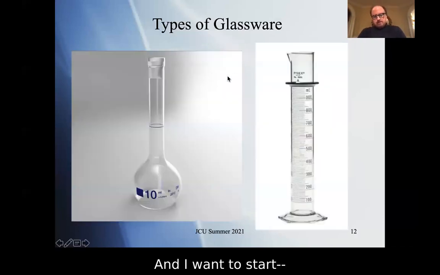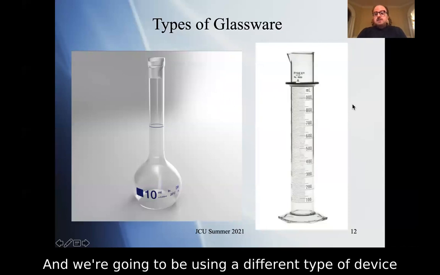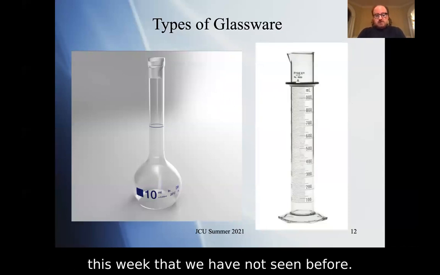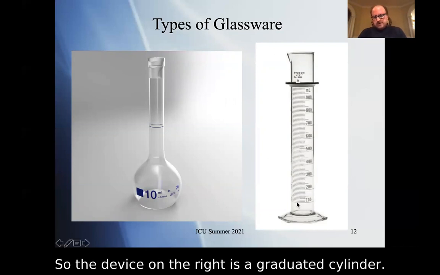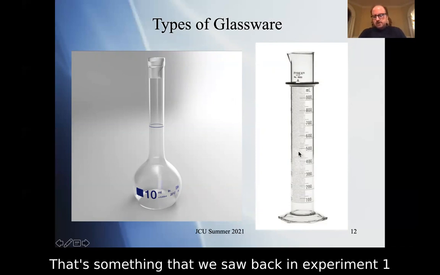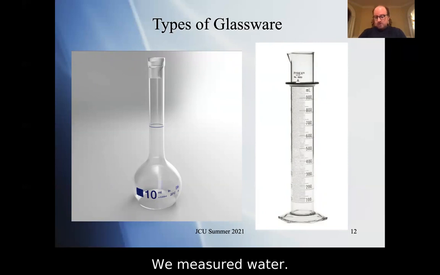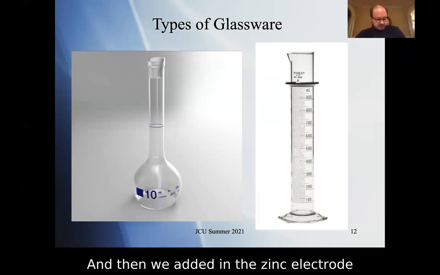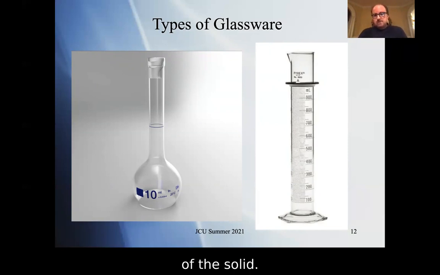And I want to start again, because the first part of this is making this primary standard. And we're going to be using a different type of device this week that we have not seen before, and that is pictured on the left. Right, so the device on the right is a graduated cylinder. That's something that we saw back in experiment 1 when we went to get the volume displacement for the zinc, right? We had the 100 mil graduated cylinder, we measured water, and then we added in the zinc electrode and got the final volume to get volume displacement of the solid.